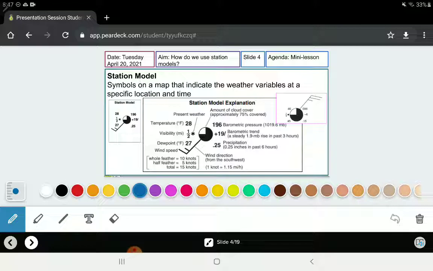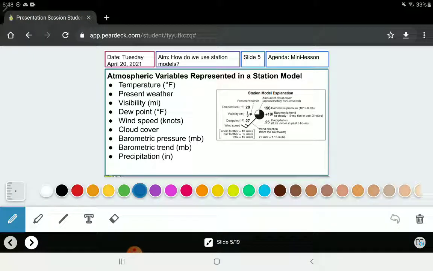Station models are not really used much anymore because we can just look this up on our phones and we don't really have to know how to look at these, but we keep them on the regents for some reason. Station models are symbols, sort of pictures on a map, that describe the weather variables at a specific location and time. This is what a station model looks like. It has a circle, it has a branch coming off, those are going to be called feathers, and those will tell you all of these different variables, and we'll describe each of those variables as we go through today.